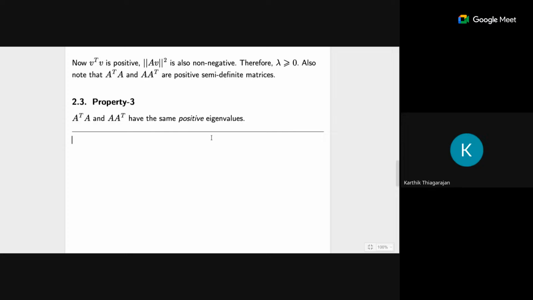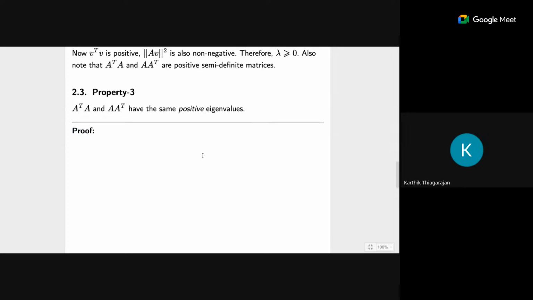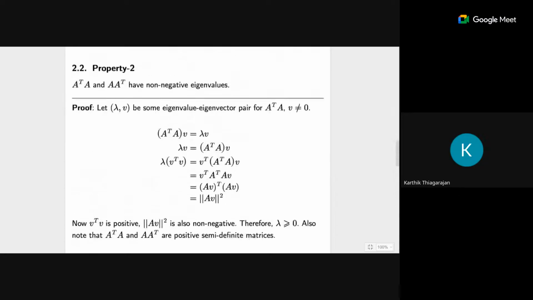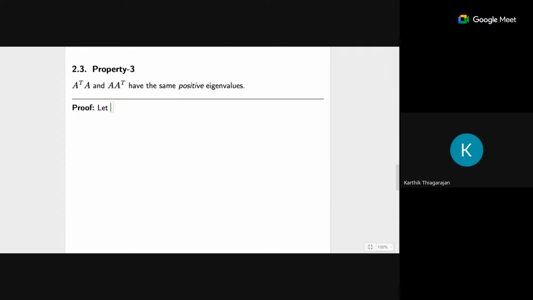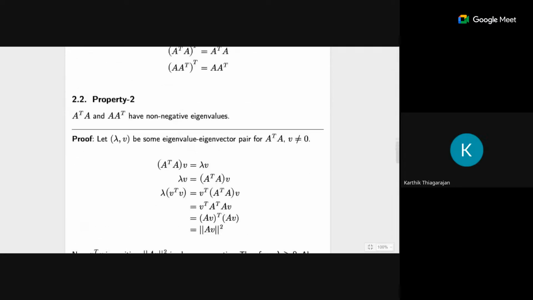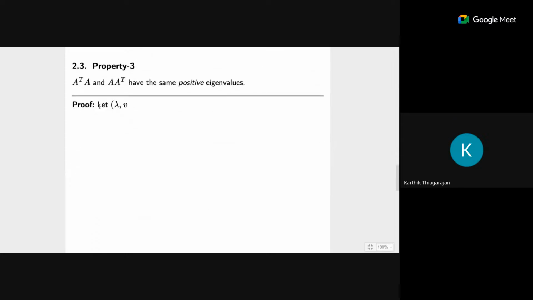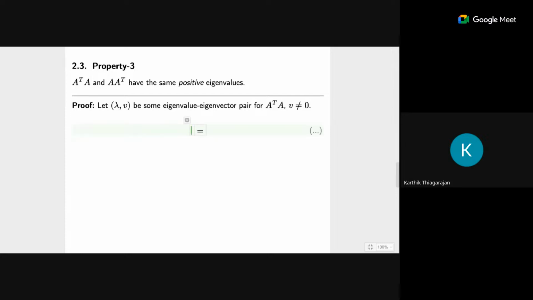I'll just very quickly prove this also, because it's a useful proof to have. We once again start with some eigenvector pair, lambda comma v. So this part remains the same: let lambda, v be some eigenvector pair for A transpose A, with v not equal to 0 because it's an eigenvector. So we once again start with A transpose A v equal to lambda v.